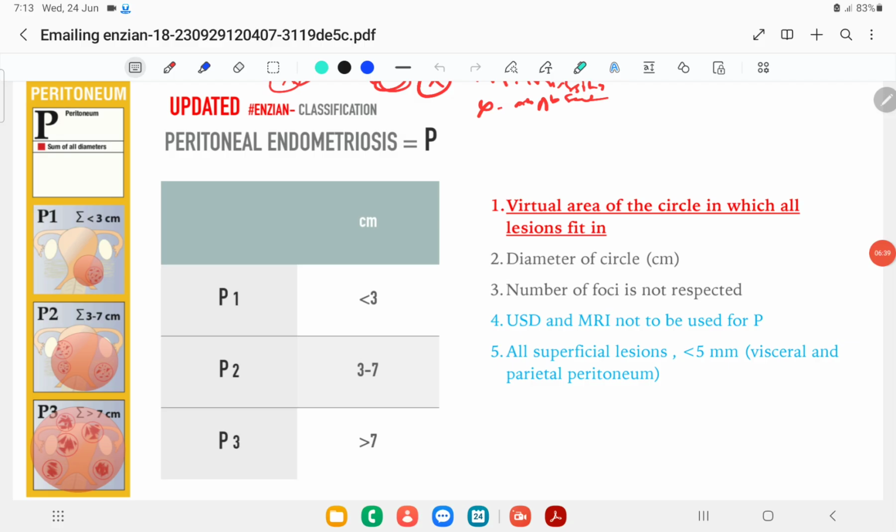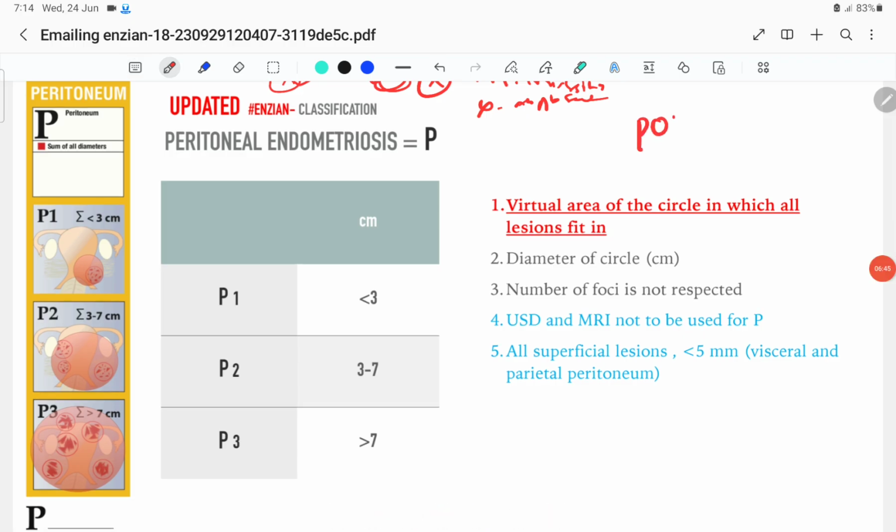So whatever I have told, now I will discuss individually. The P is for POT. I told you, that is POT, then A, B, C, F. These seven things you have to remember.